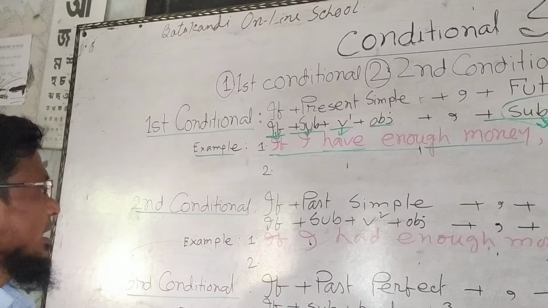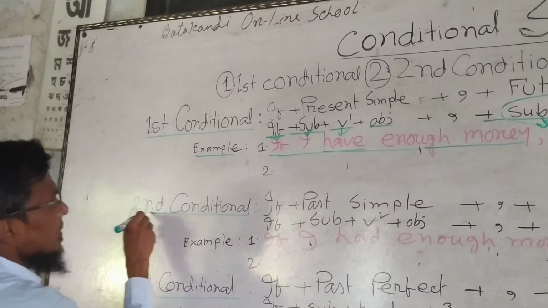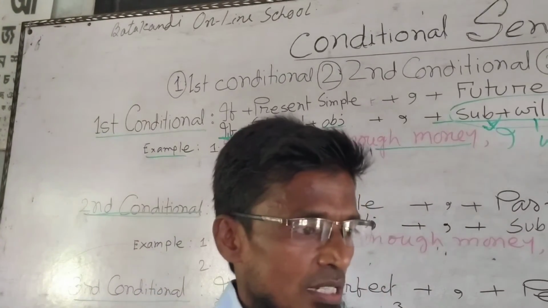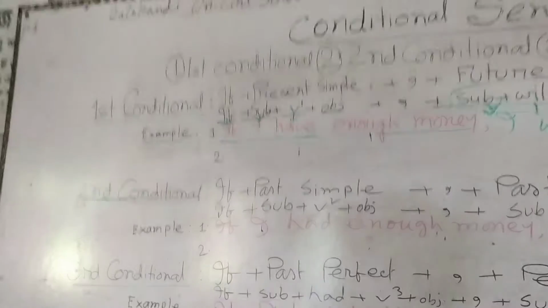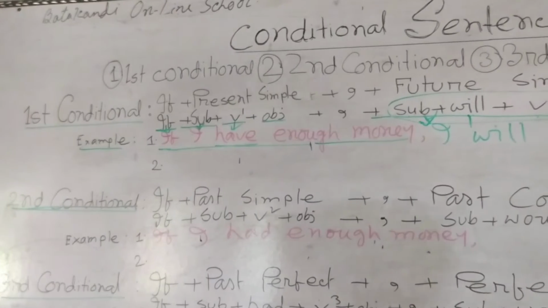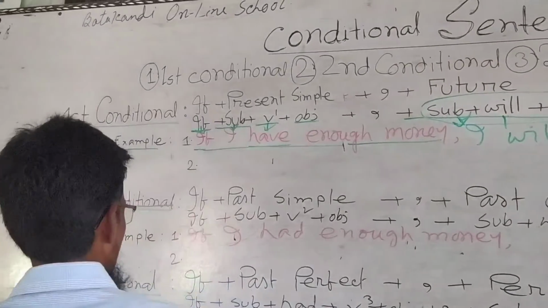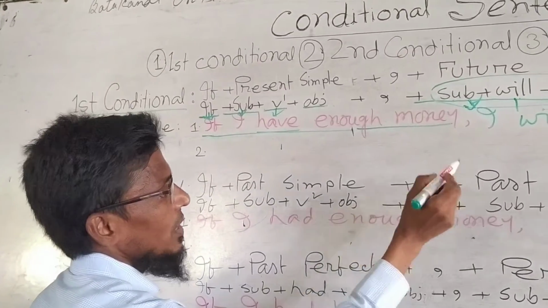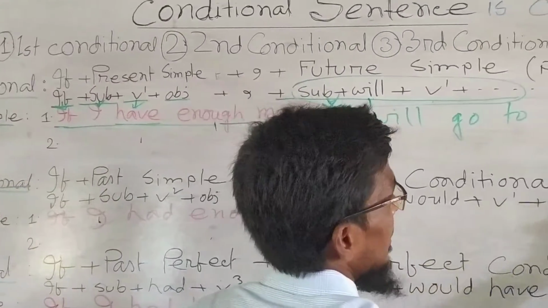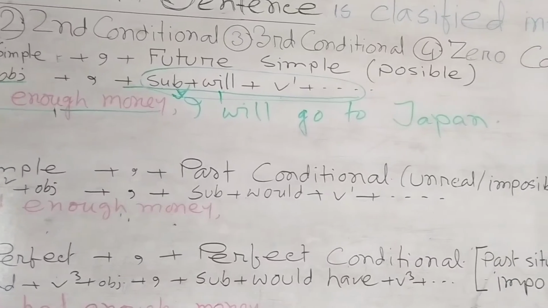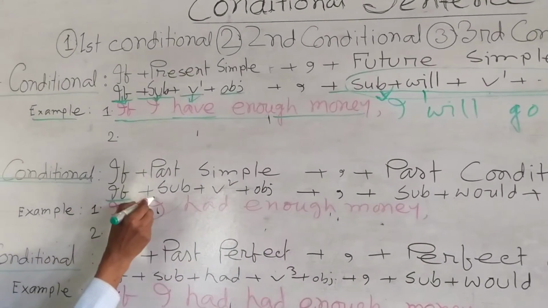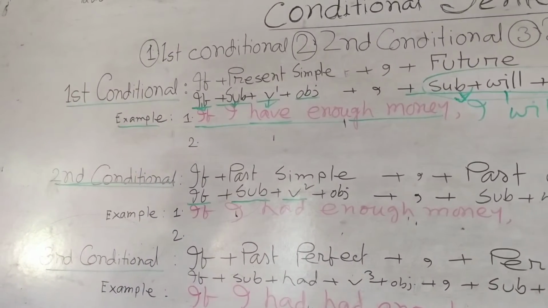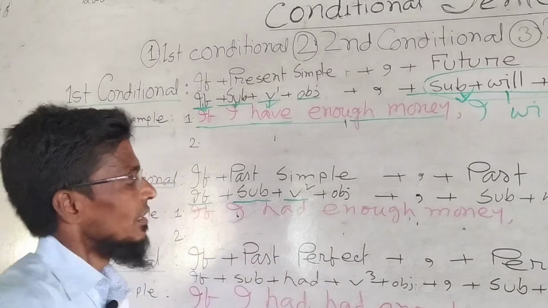Okay. Then I explain the second conditional sentence. Second conditional sentence refers to a situation which is impossible or unreal. So, if plus past simple plus past conditional, that is unreal, impossible, such as if plus subject plus past form of verb, then object.